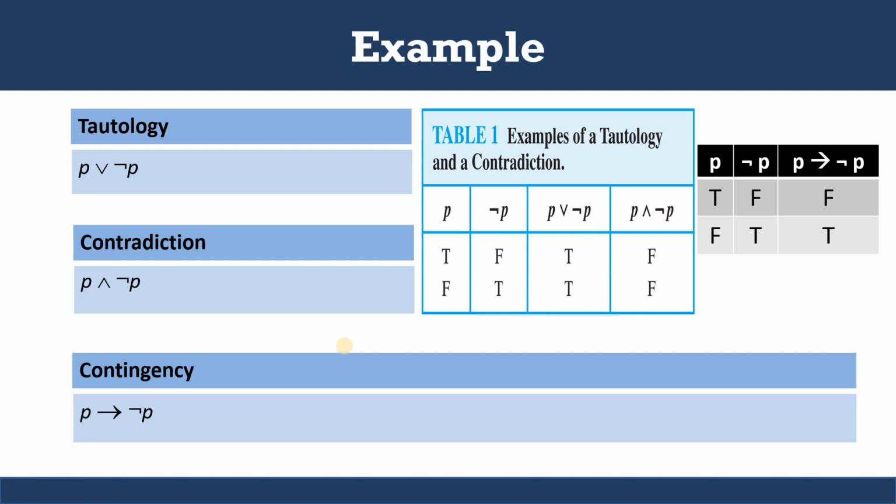And in the next tutorial, we're going to see how can we prove if a given compound proposition is a tautology or a contradiction or a contingency. What are the methods to prove this?